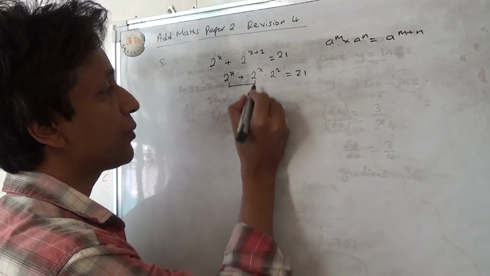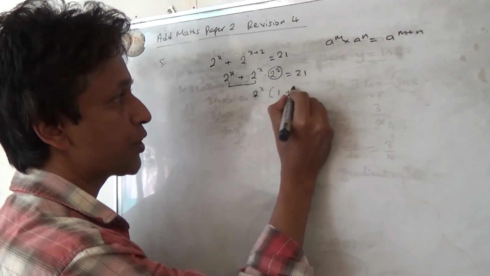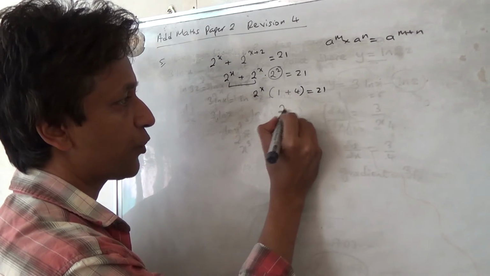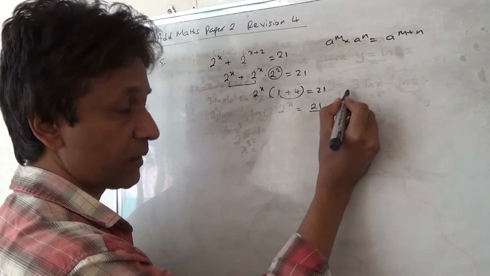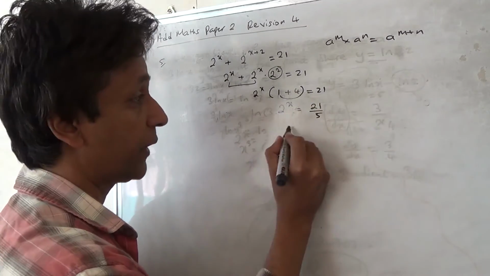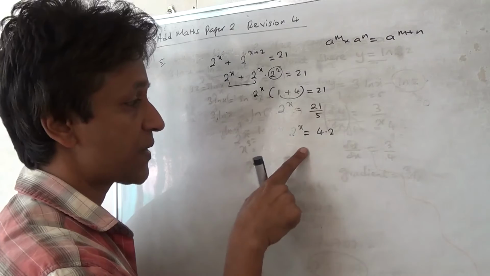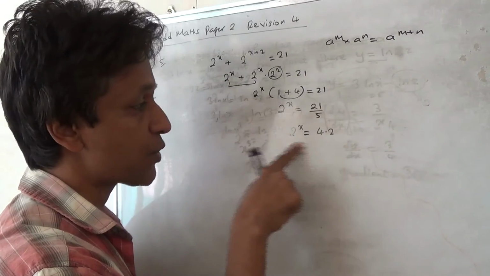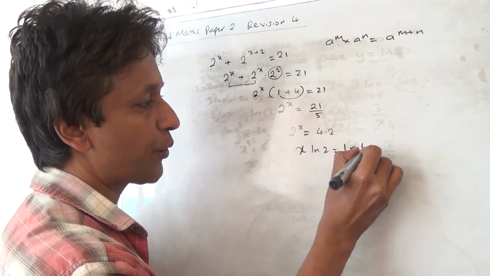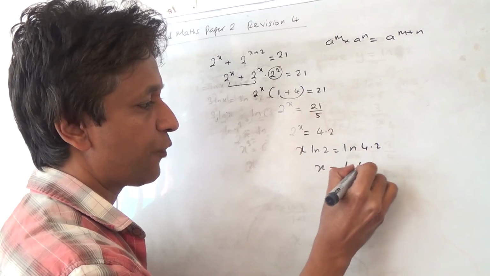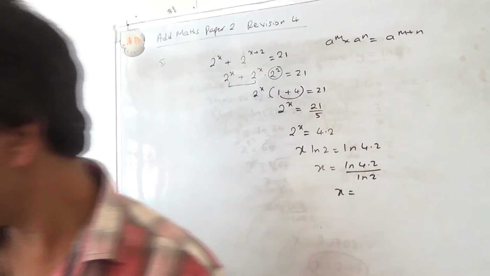Therefore, here we got 2 to the power of x is common, and inside you're going to be left with 1 plus 2 to the power of 2, which is 4, is equal to 21. Therefore, 2 to the power of x is equal to 21 divided by 1 plus 4 is 5, and you send it on the other side, it becomes divide instead of multiply. So 2 to the power of x is 21 divided by 5, which is 4.2, and this is now quite easy to solve. So you're going to solve for x: x ln 2 is equal to ln 4.2. In other words, x is ln 4.2 divided by ln 2. And we're going to have to work this out in a calculator.